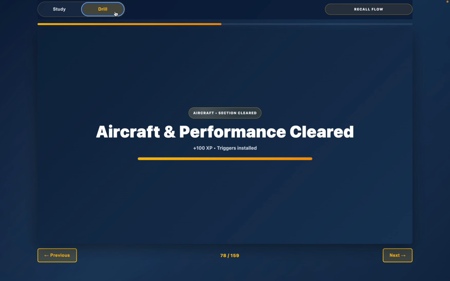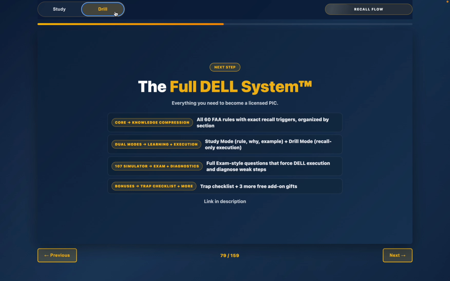And that is aircraft and performance. 10 rules based on your aircraft limits. You do not need to memorize specs with these rules. The DELL system organizes every rule into the exact decision order the FAA grades against. So instead of guessing, you identify the controlling fact, apply the required limit, and get out there to fly.